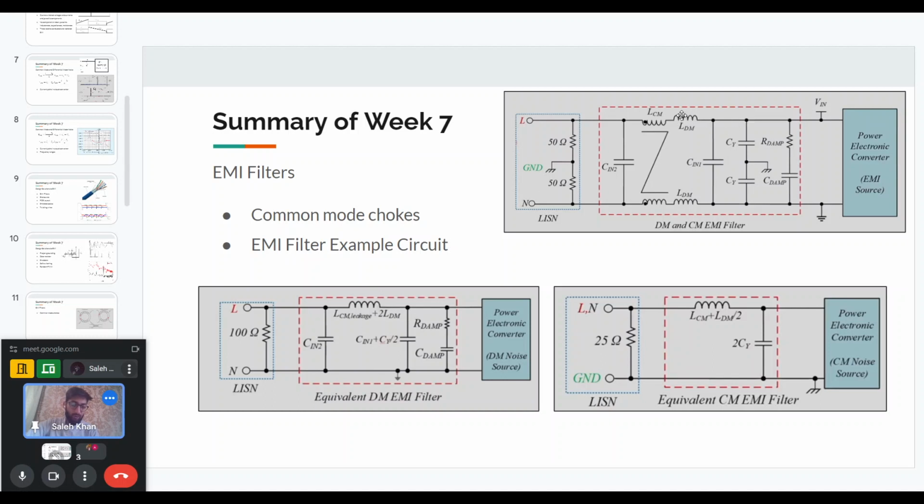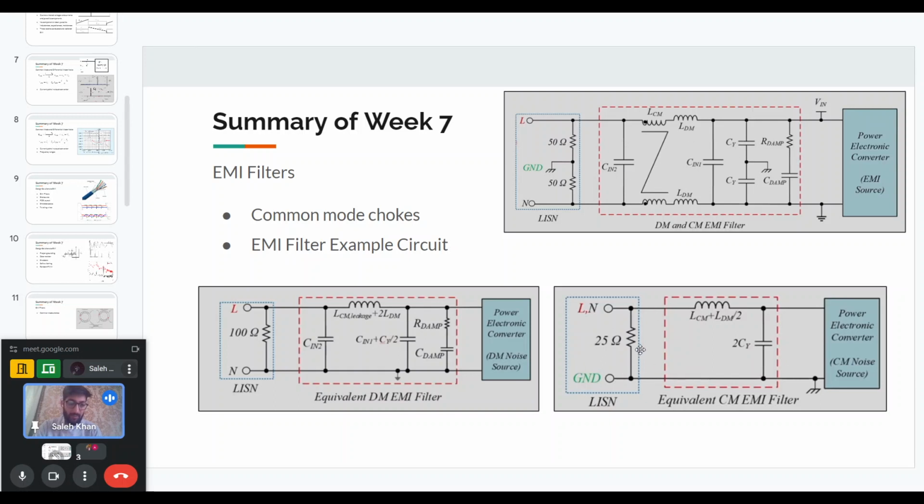For the differential mode circuit, the current path in these Y capacitors will be from line to neutral. They will not go to the ground. So it will just be a series combination of two CY capacitors, and then these two are connected in parallel with C in 1. That is how the differential mode circuit is shown here. These equivalent circuits are basically used to analyze and then decide on the values of these different parameters: the common mode inductance, the differential mode inductance, C in 1, C in 2, and CY.